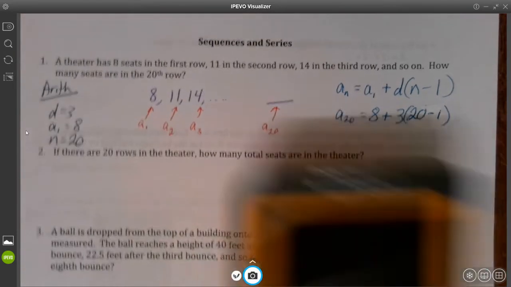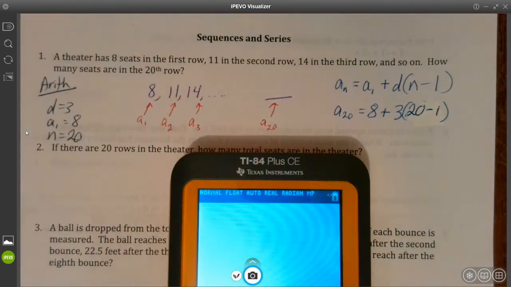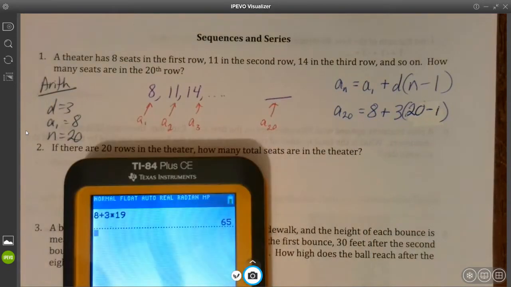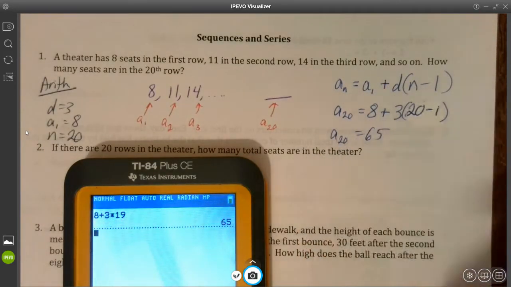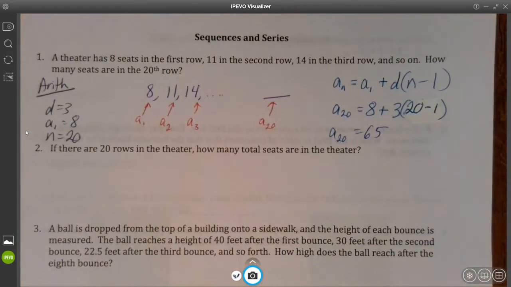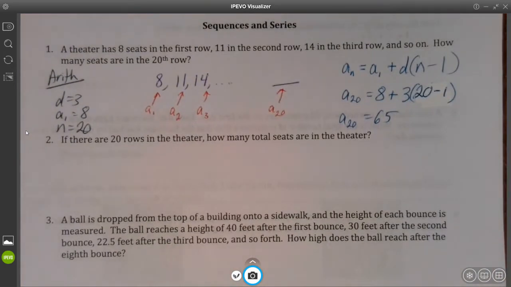I've already put it in. So I'll just grab a calculator and we'll do this. So we start at 8, and then we will add 3 19 times. And the 20th term, the number of seats in the 20th row, is 65. So the 20th term is 65. Spreadsheet, if you have it typed correctly, will have told you the exact same thing. Let's jump to number 2.